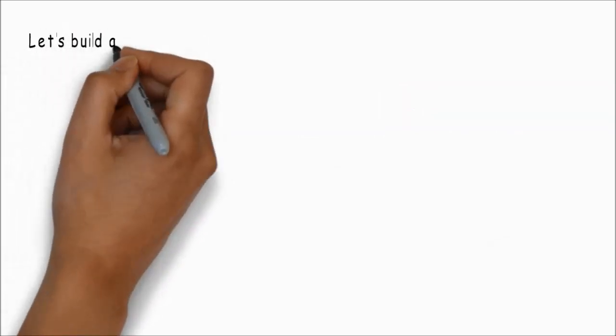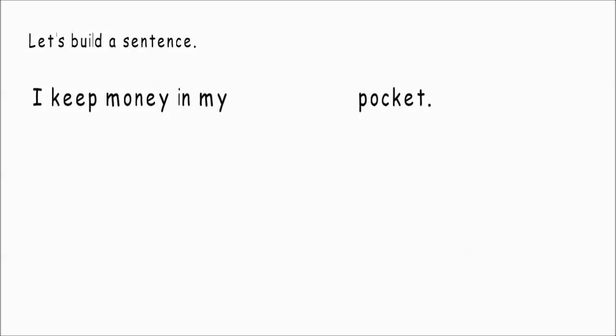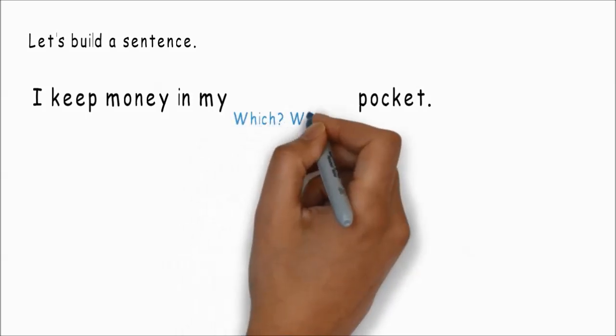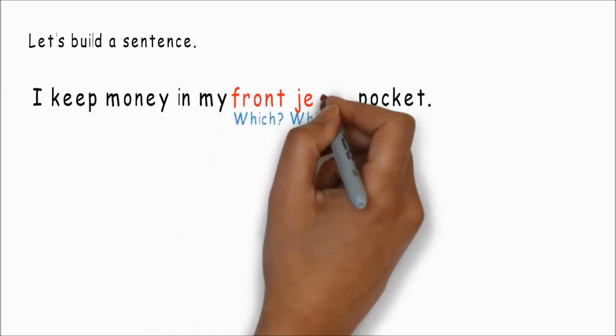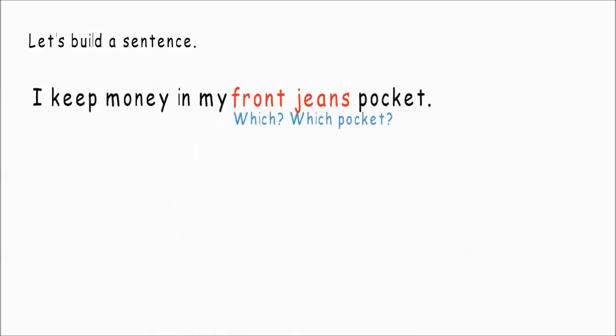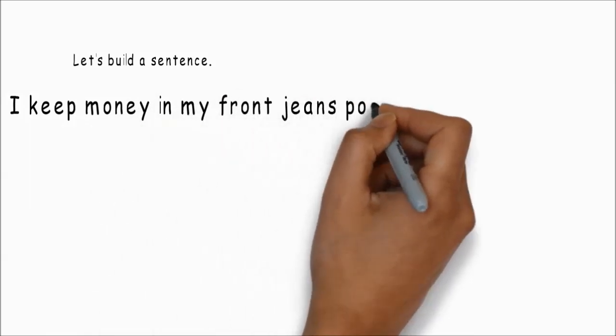Let's build a sentence. I keep money in my pocket. Which pocket? I keep money in my front jeans pocket. Just like the picture. Let's build a sentence. I keep money in my front jeans pocket.